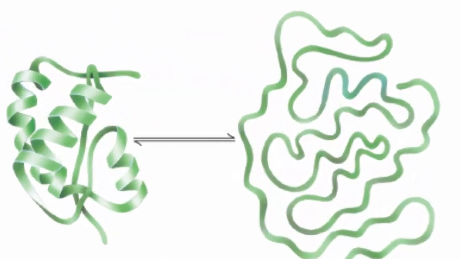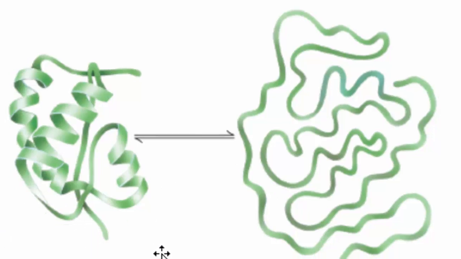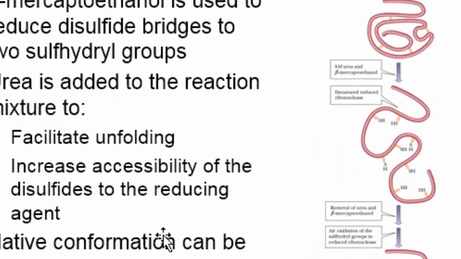So if we look at this figure, it shows us denaturation of protein. This is the native conformation and this is the denatured conformation. They found that the native conformation, however, can be recovered when denaturing agents are removed. And this is an experiment carried out by a scientist called Anfinsen. He worked on the native ribonuclease. This is the native conformation.